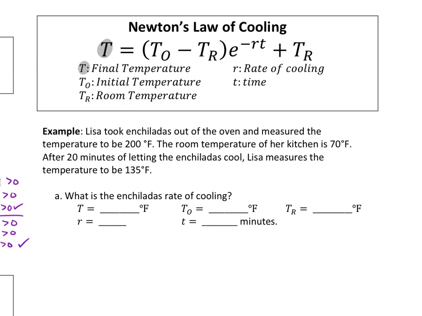We do that, yes? Here's how that happens. Your final temperature is the initial temperature, I'm going to use a different color, the initial temperature of the thing you took out of the oven, minus room temperature. So the room temperature, the ambient temperature in the room, multiplied by e raised to the rt power.